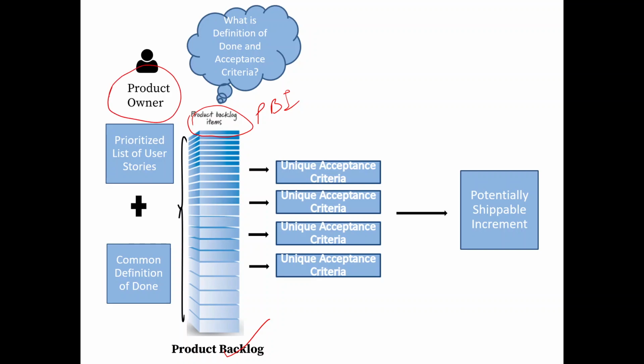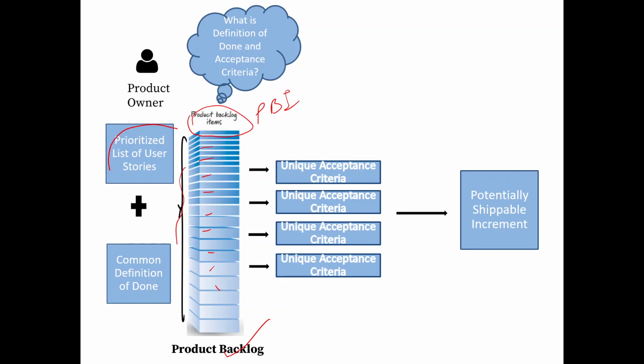In this video, I will not be able to discuss the different roles in Scrum. One of the roles in Scrum is the product owner. You can consider it like that for now. So you can see in this picture, we have a prioritized list of user stories, which we can also call product backlog items. So in the product backlog, these are all your prioritized list of user stories.